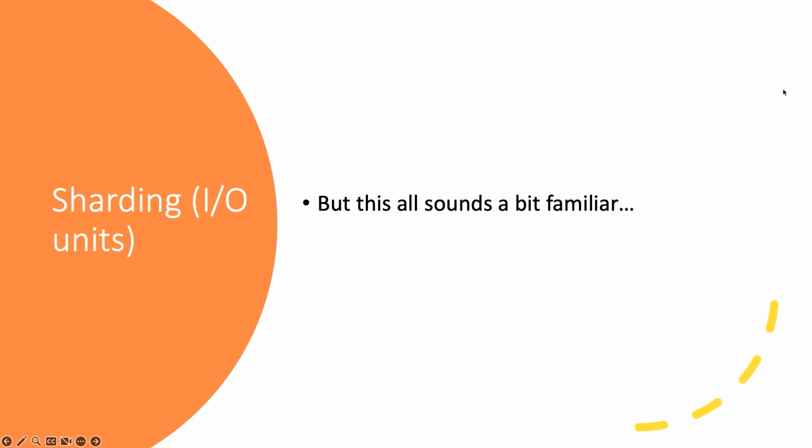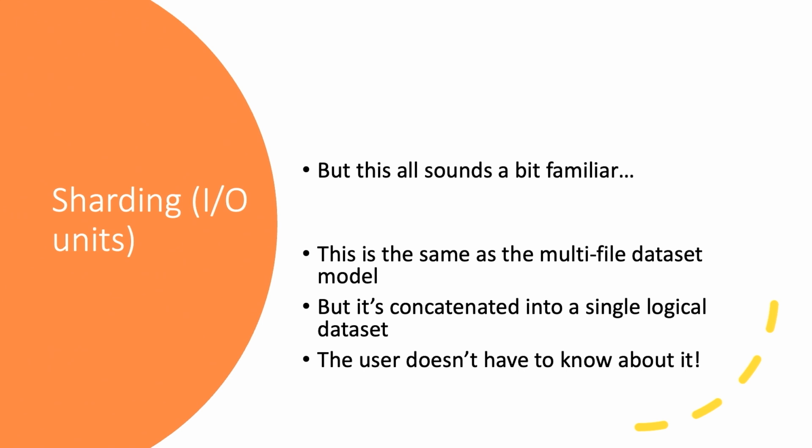this all sounds a bit familiar if you work in geospatial, right? I'm talking about these shards and chunks, but really this is just the same multi-file dataset model. You have one file per, let's say, 1 by 1 degree square, and then inside that file, you have chunks based on whatever your requirements were. But the beauty here is that it's concatenated into a single logical data set.